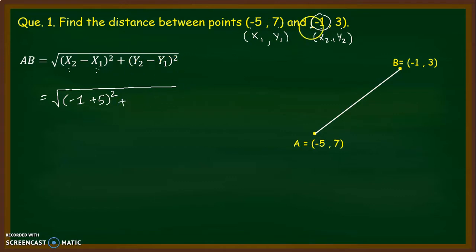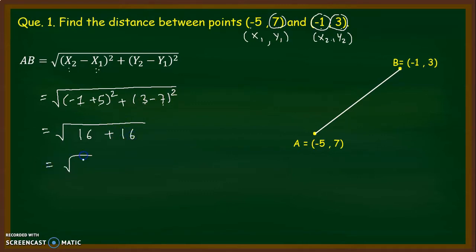Plus y2 minus y1 whole square. So y2 is 3 and y1 is 7. So y2 minus y1 is 3 minus 7 whole square. If you simplify it, it will be -1 plus 5, that will be 4 square, that will be equal to 16, plus 3 minus 7, that will be -4, and the square of -4 is plus 16, that will be equal to under root 32. Or you can write this as 4 under root 2 units. So this is the distance between point A and B, 4 root 2 units.